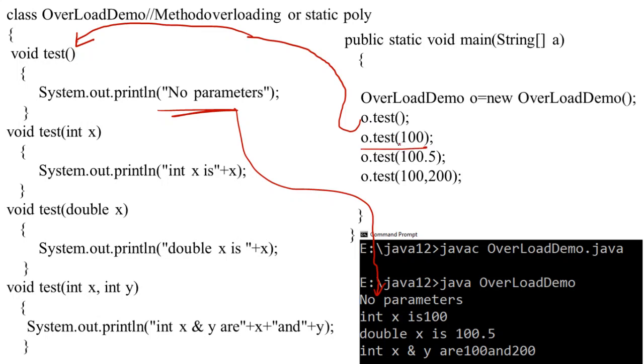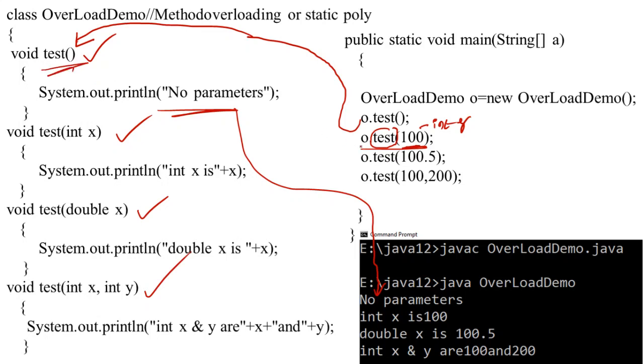O dot test of 100. O dot test of 100 means, how many test methods are there? 1, 2, 3, 4. What I told you, the compiler will decide. There are 4 tests. First, what will it match? It will match the method name. First it will check, yes, test is a method. Then what will it match? It will match the type of arguments. What is this 100? 100 is an integer number. It will check for an integer argument.